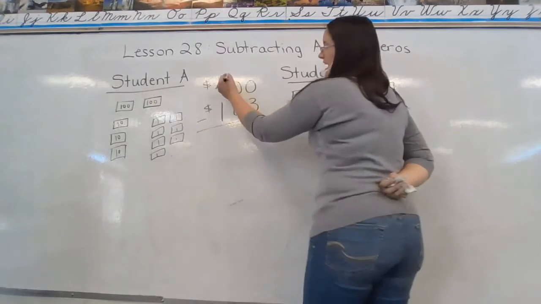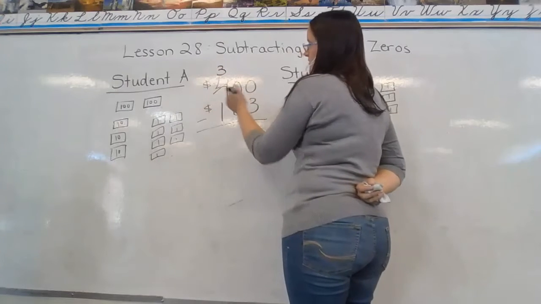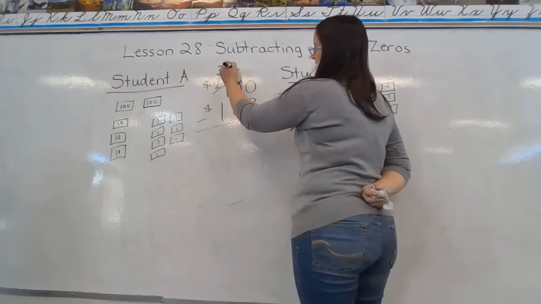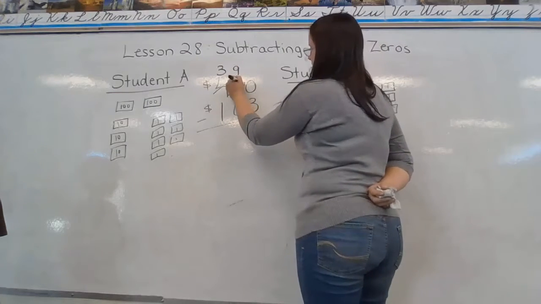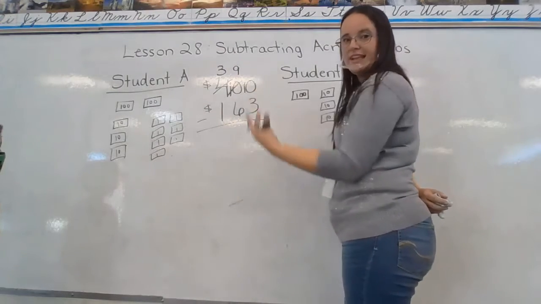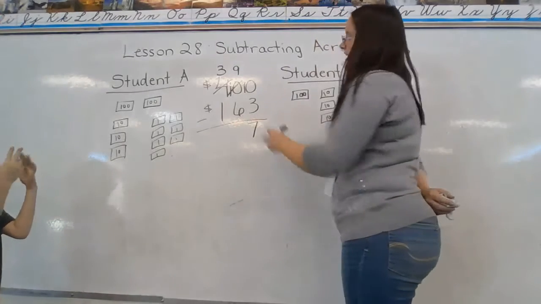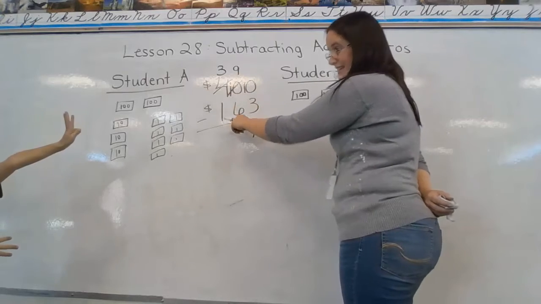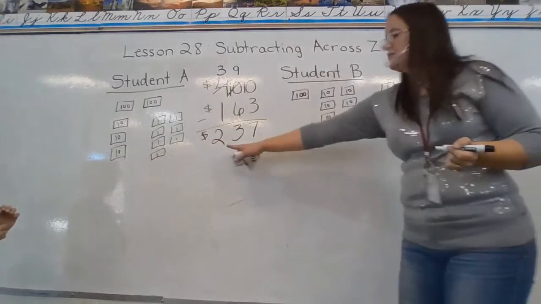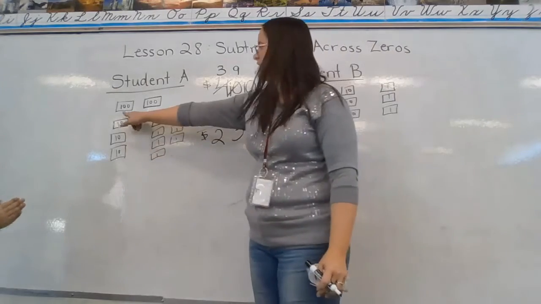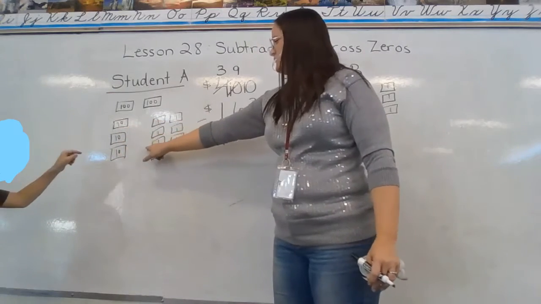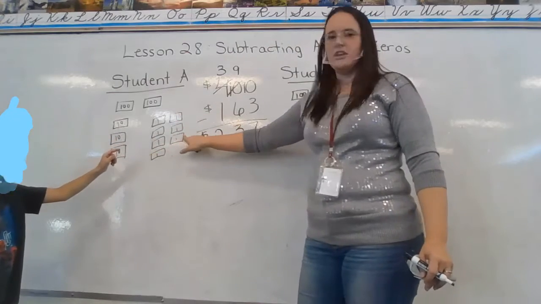So just like student A went to the bank and they traded in 100 for 10 tens, then they went to the bank and they traded in 10, which means they only have 9 left, for 10 ones. Now my problem is set up where I can subtract. If I have 10 ones and I give you 3, I have 7 left. If I have 9 tens and I give you 6, I have 3 left, and then 300 minus 100. Student A is going to have $237. Let's count and see if we're correct. 100, 200, 210, 220, 230, 231, 232, 233, 234, 235, 236, 237.